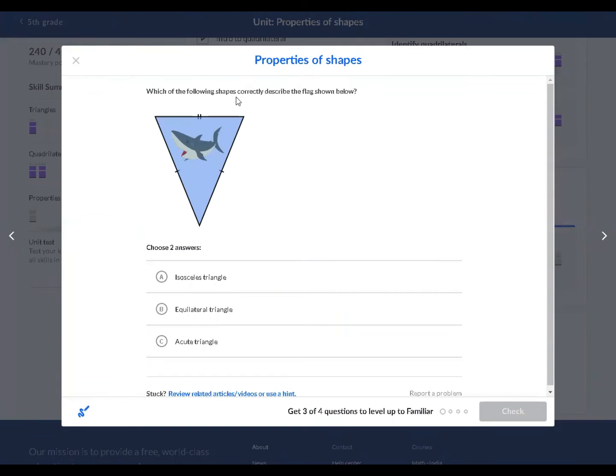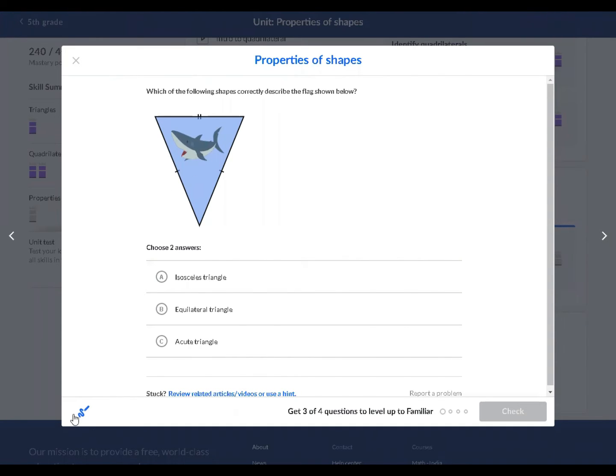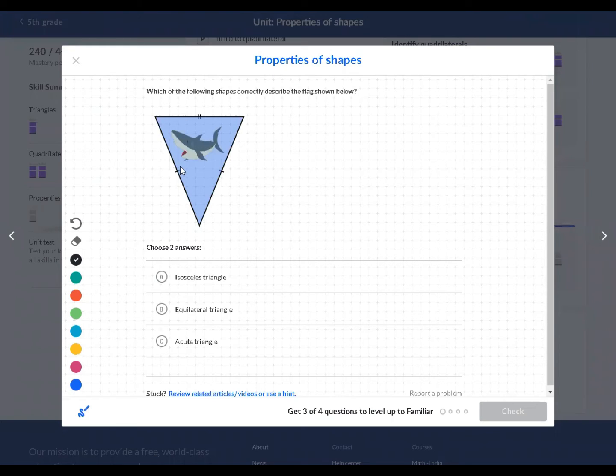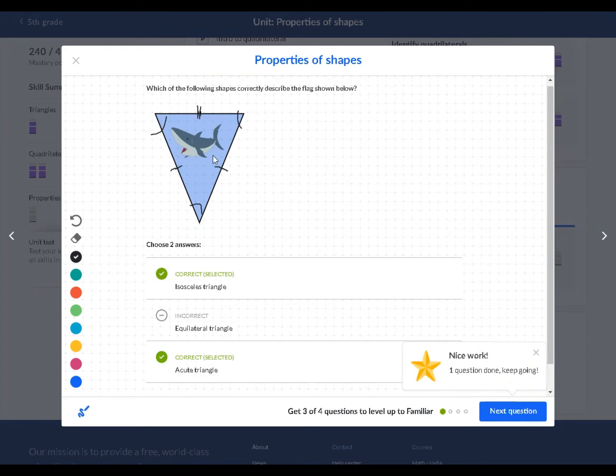So which of the following shapes are correctly described? The flag shown below. Which flag is this with a shark in the middle? Anyways, this looks like an isosceles triangle because, due to its lines, we could see that these two sides are equal and this is one unequal side. So this is pretty much an isosceles triangle and also an acute triangle because all the angles are acute. But still not sure which flag this is.